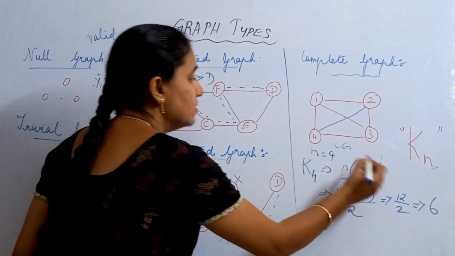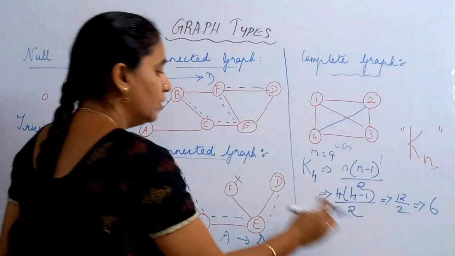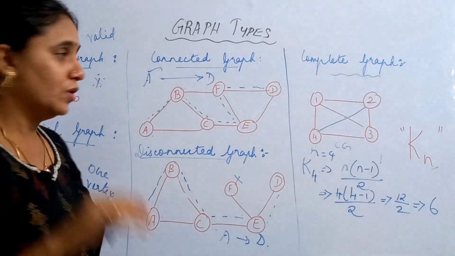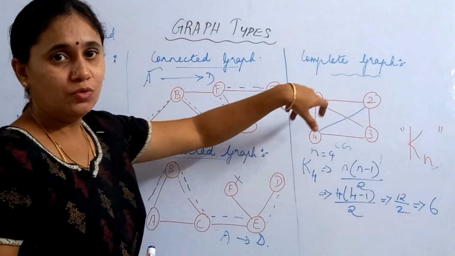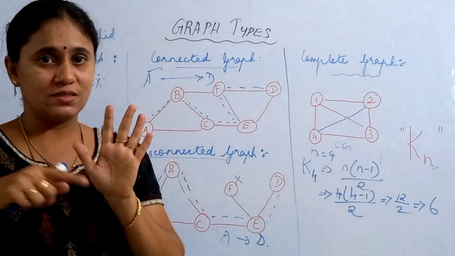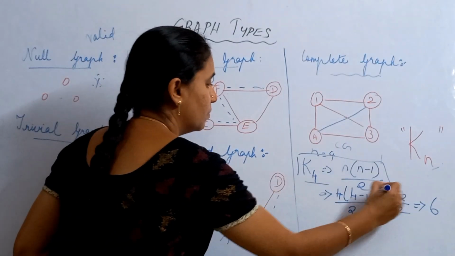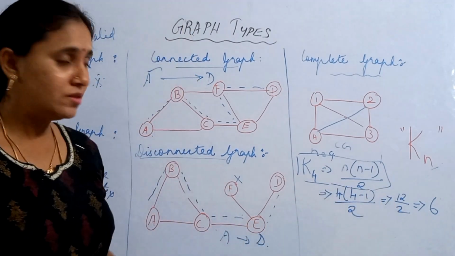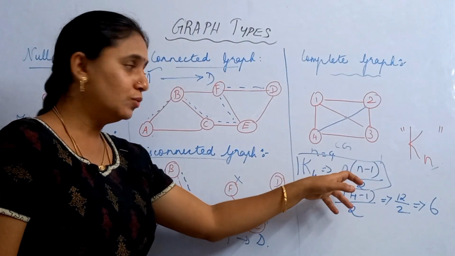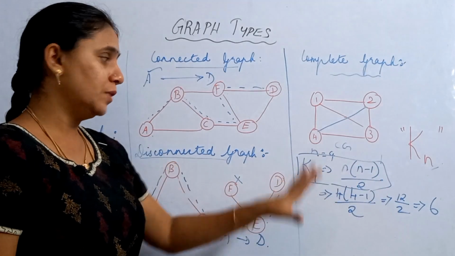So you will have 6 edges. Here the total number of vertices is 4. So you just count and see the number of edges. So it is 6, isn't it? So please memorize this formula. It is a very important formula. Okay friends. So Kn is equal to n into n minus 1 divided by 2.